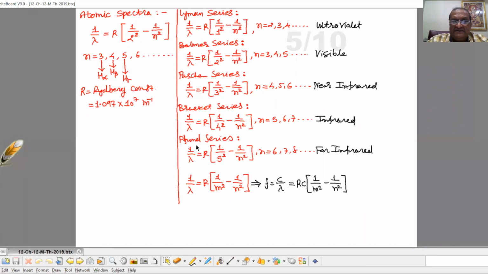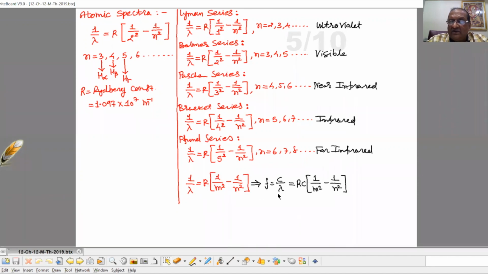Then Pfund series. For that, the common equation for the wavelength of spectral lines is 1 upon lambda equal to R into 1 upon 5 square minus 1 upon n square, where n equal to 6, 7, 8, and this one is obtained in far infrared region. So we can write the common equation for all the spectral series like 1 upon lambda equal to R into 1 upon m square minus 1 upon n square.